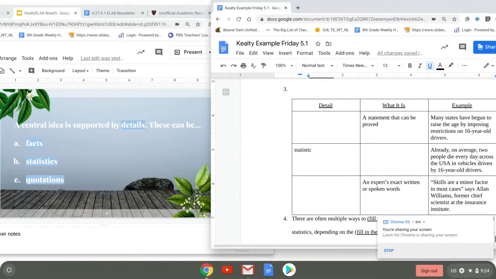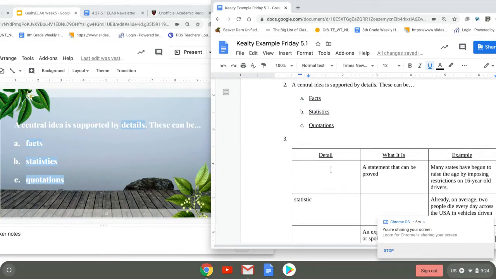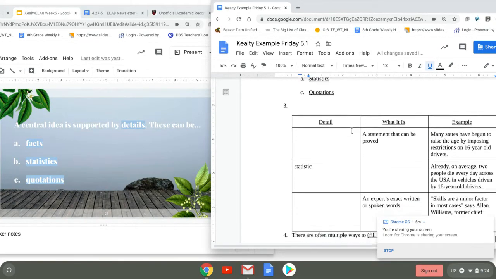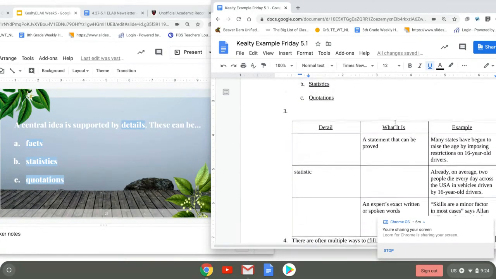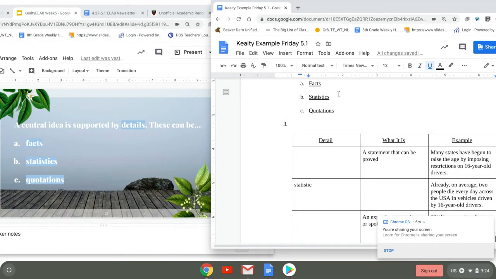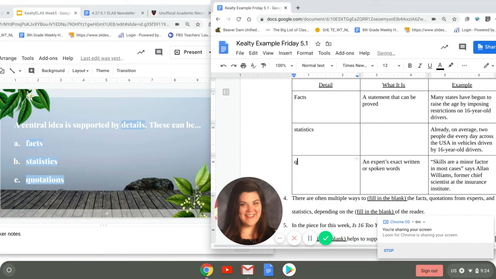Then you guys have this little table. And it says the detail, right? So we know that the details are facts, statistics, and quotations. It gives you what it is, right? So a little explanation and then an example. So if we look above, we probably don't even need my chart over here to pop up, right? Because we know that this blank is going to be facts, statistics. We got statistics. And the bottom one is going to be quotations.